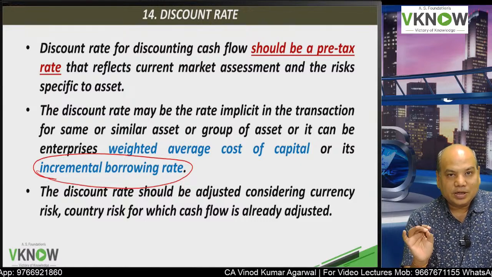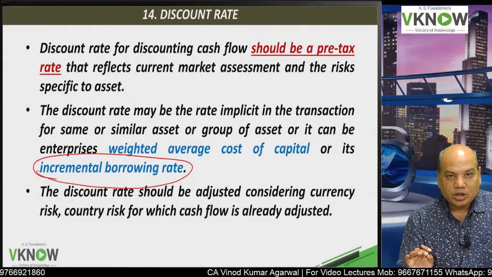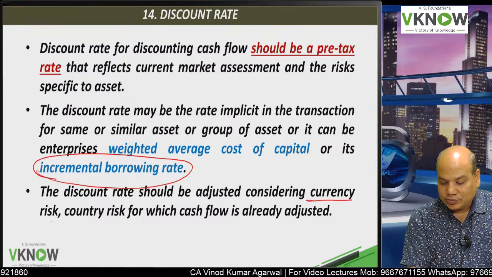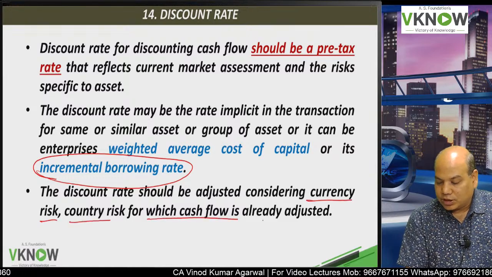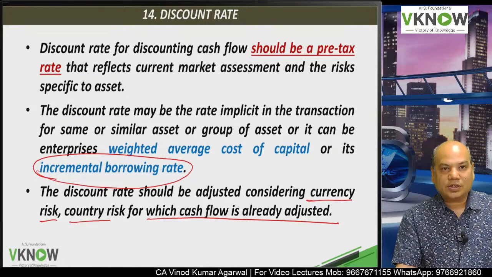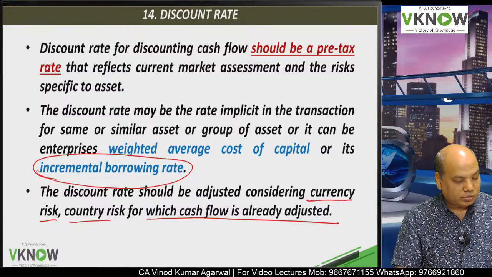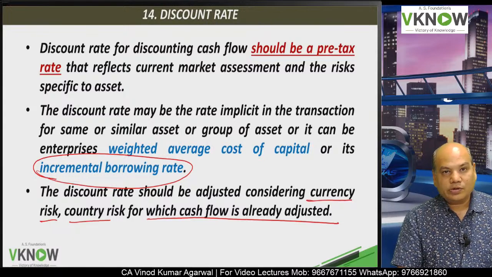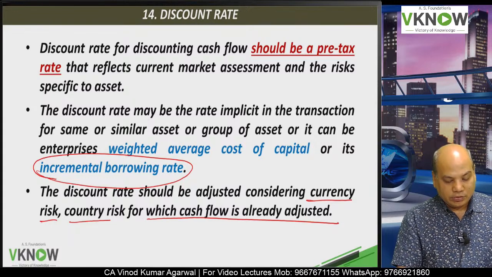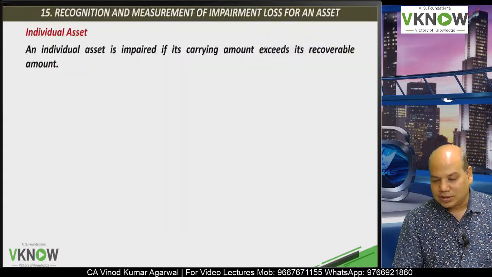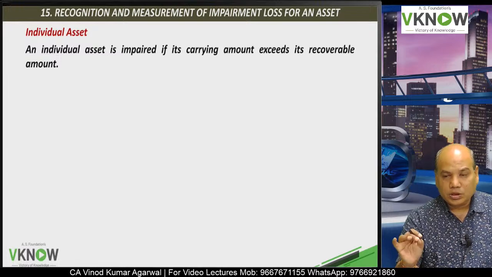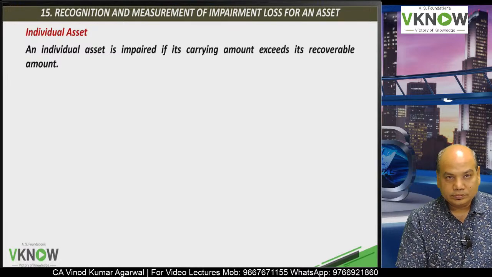And while estimating the discount rate, we have to take care of currency risk, country risk, for which cash flow is already adjusted. Like in one previous question number 5, cash flow was in dollar, so my discount rate was US dollar discount rate. Now comes to the accounting part.